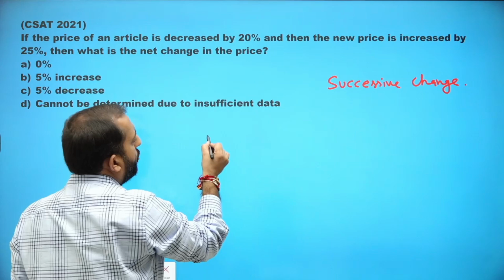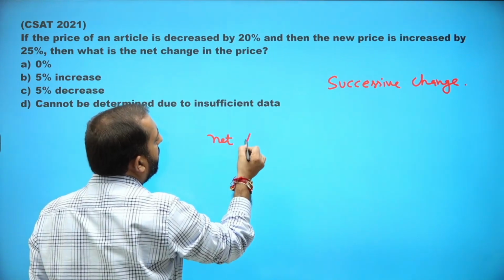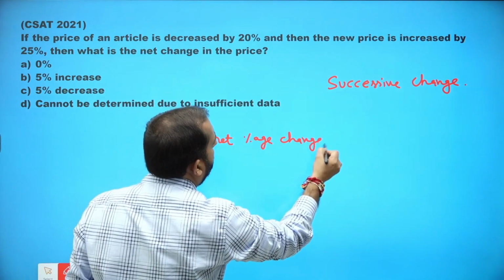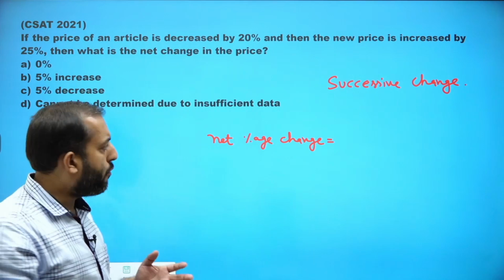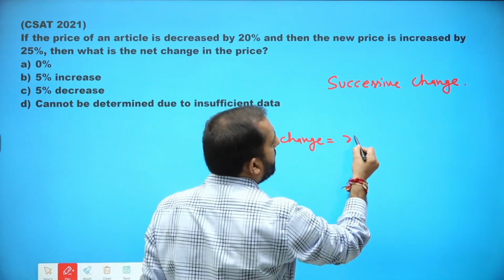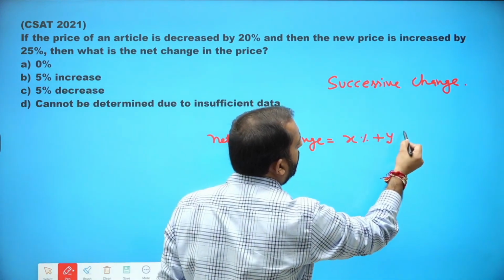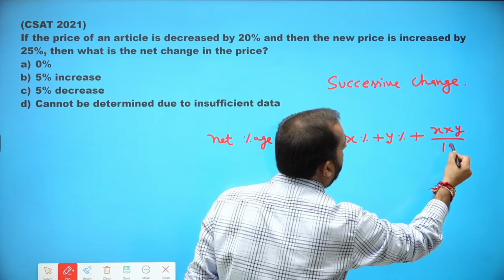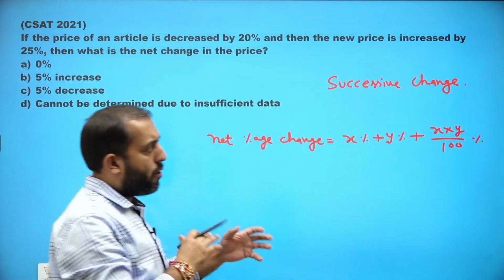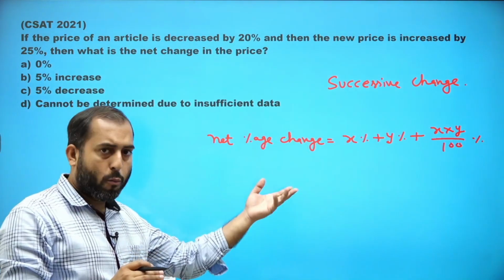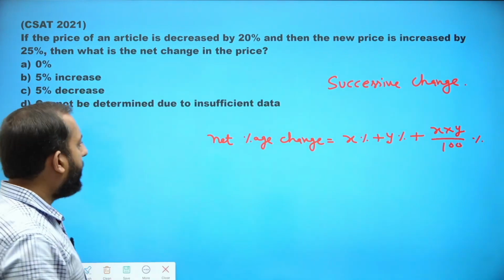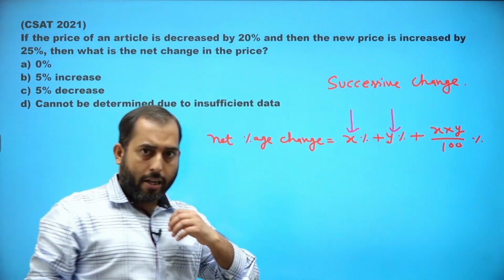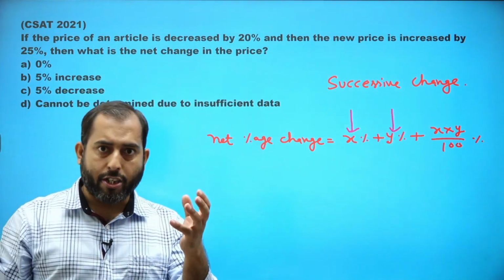Now, if in a question successive change is present, then to find out net percentage change, you can apply a formula. That formula is x percent plus y percent plus x into y upon 100 percent. Now let me explain what this formula is. Over here, x and y will represent the respective changes.